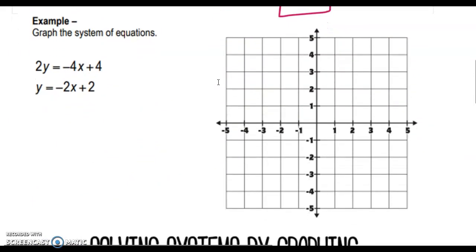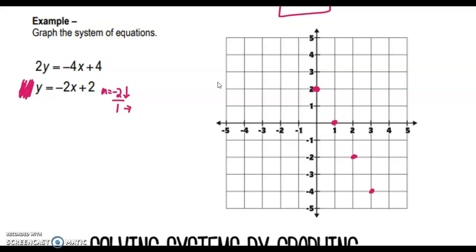Okay, let's try this one. It doesn't matter which line you graph first. I'm going to go ahead and graph this bottom line because it's already ready to go. It starts at a y-intercept of 2, and its slope is negative 2. Think of that as negative 2 over 1. Negative 2 means down 2, and 1 means to the right 1. So from that point, down 2 to the right 1, down 2 to the right 1.